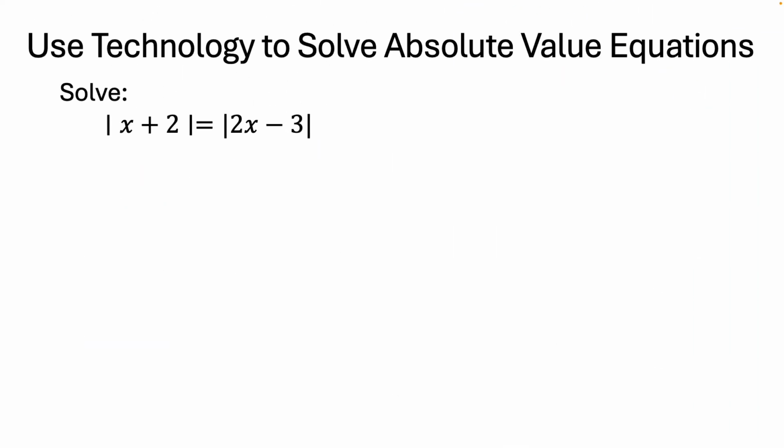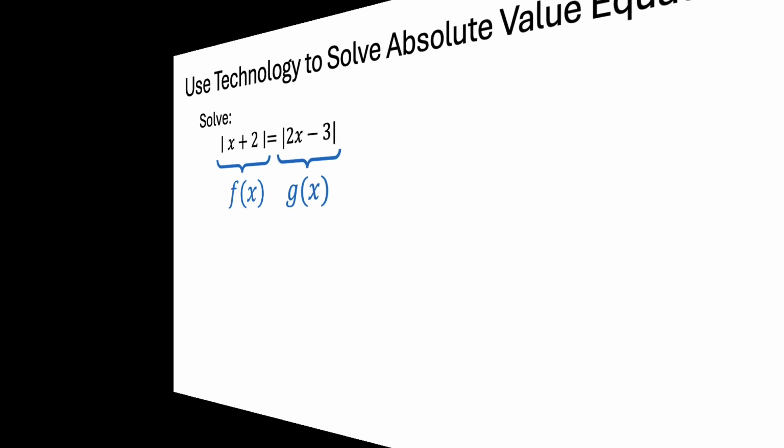Now let's take a look at one last example. Let's solve the equation absolute value of the quantity x plus 2 is equal to the absolute value of the quantity 2x minus 3. To solve this equation using Desmos, we'll just let the left side of this equation be f of x and the right side of the equation be g of x. Let's go back over to Desmos and enter these two functions.